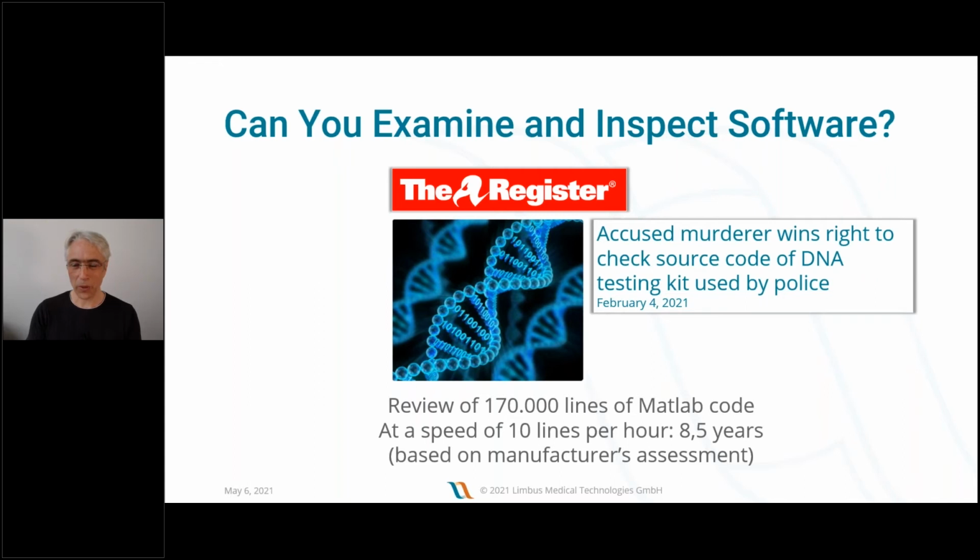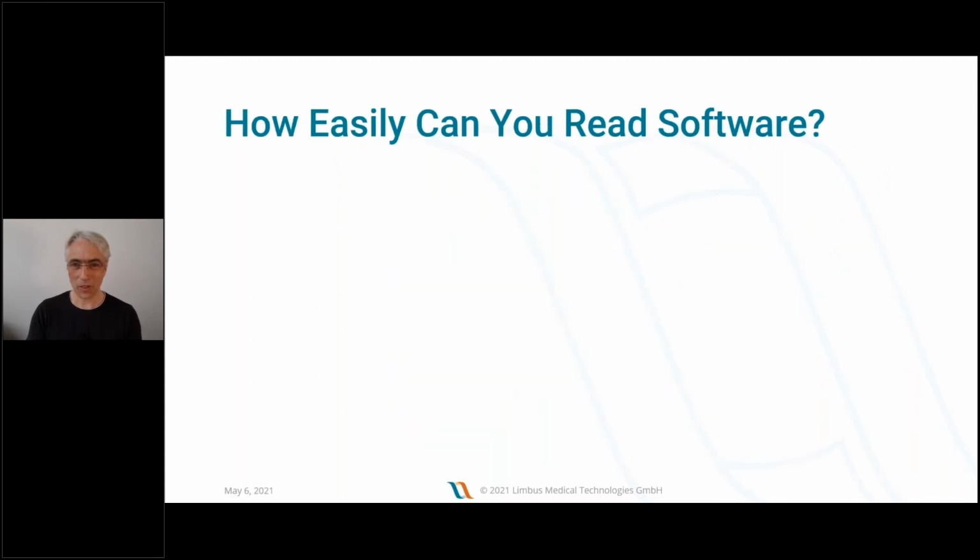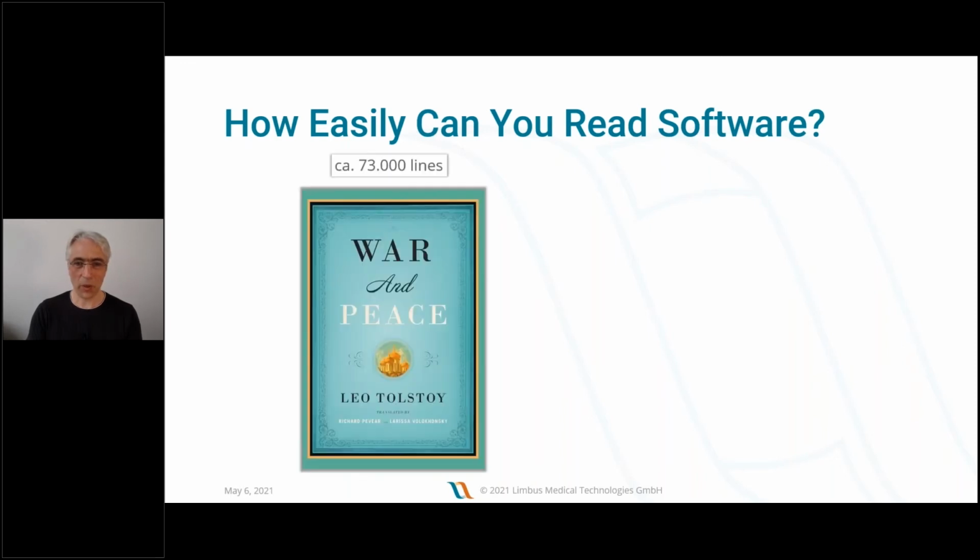And if you compare software to something that you know from your everyday life, and if you're asking, how easily can you read it? If you compare it to a piece of world literature like War and Peace from Tolstoy, more than 1,000 pages, about 73,000 lines of text, you may say, well, it's quite difficult to read this big book, but there is one convention that makes it actually very easy for you to read it. You start at the first page and you go page by page until you're at the end. Then you have read it and probably also understood everything that's in it.